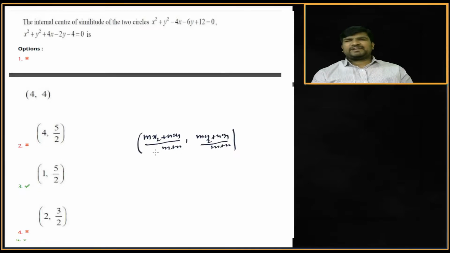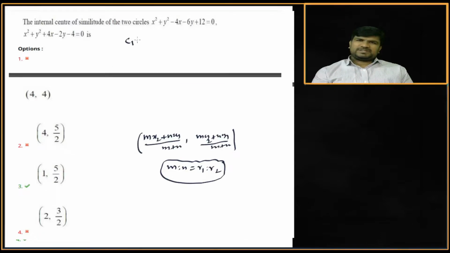And what is the formula of the external center? The external center formula is (mx2 minus nx1) by (m minus n), comma, (my2 minus ny1) by (m minus n), where m is to n is nothing but r1 to r2, the ratio of the radii. So we have to find r1, r2 as well as c1, c2.